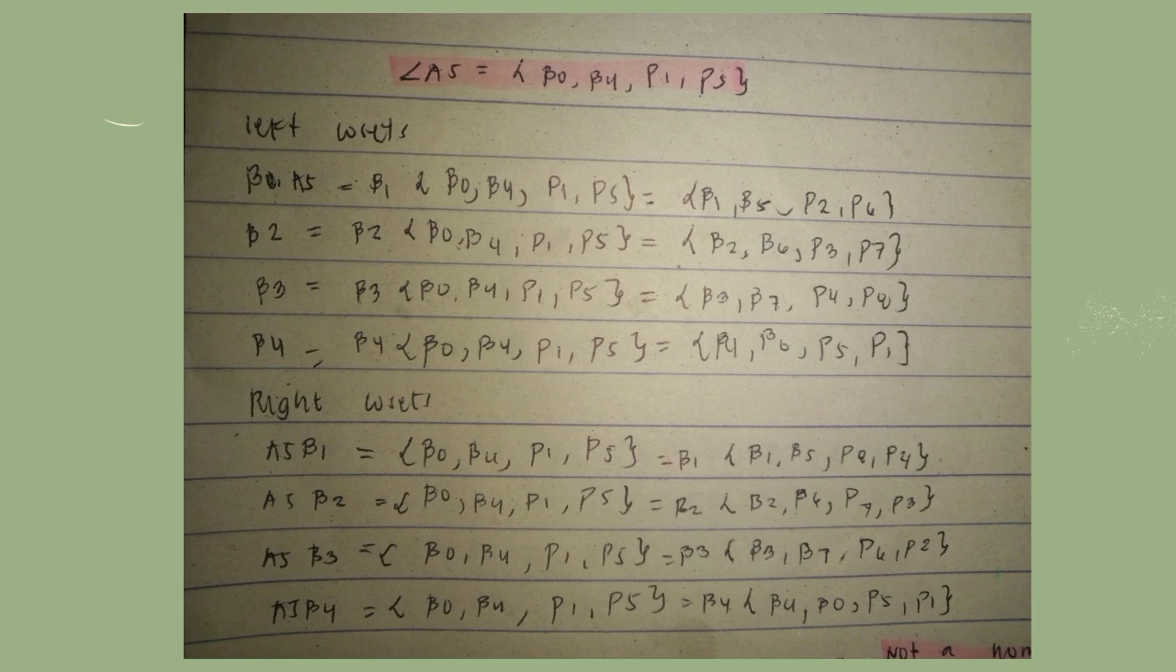And the order of the element for the a sub 5 is: b sub 0 is 1, b sub 4, p sub 1, and p sub 5 is 2.